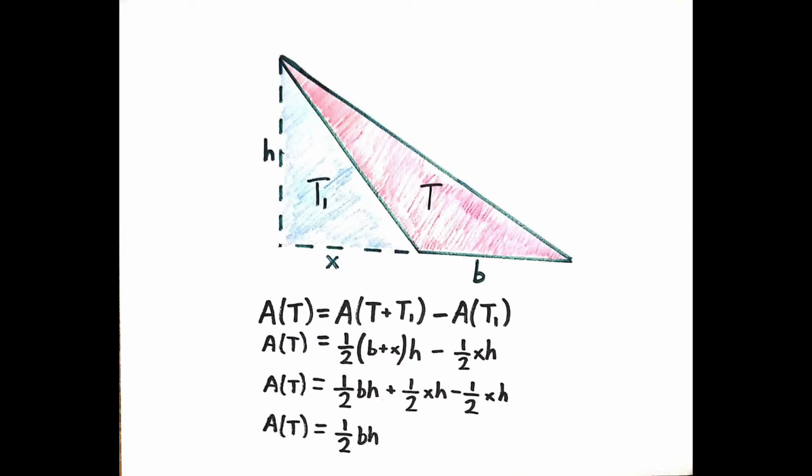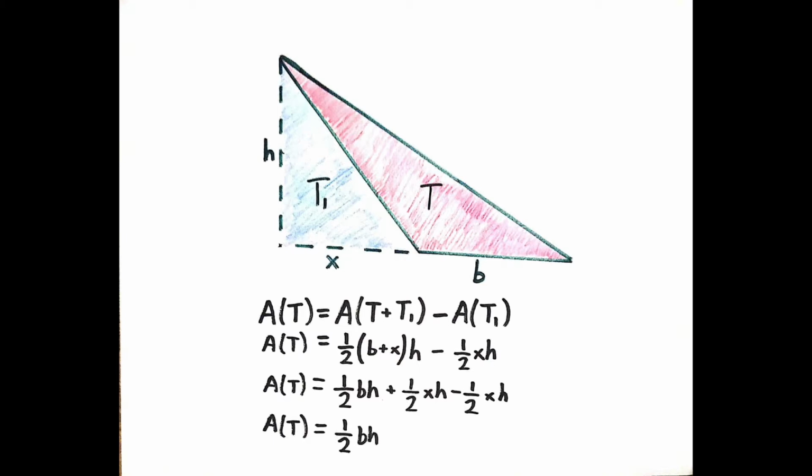The area of the total triangle T and T1 together is 1/2 base times height, where the base is b plus x. And the area of our small triangle is 1/2 base times height, where the base is x. The area of our triangle T plus the area of our triangle T1 is the area of the sum of the two triangles. So if we subtract, we can find that the area of our original triangle is just the area of the big triangle minus the area of our new small triangle.